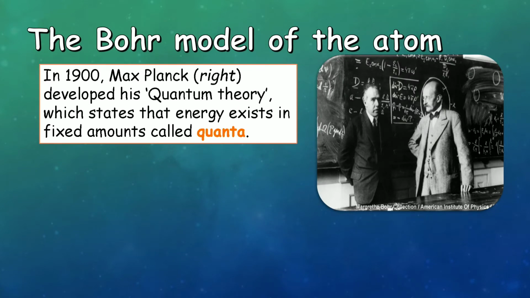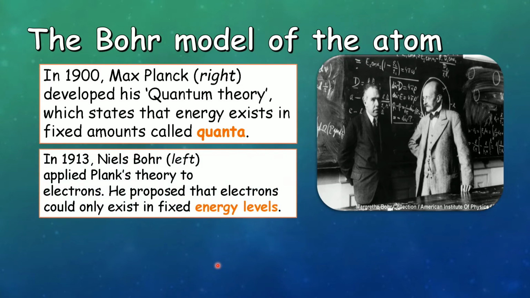In the 1900s, Max Planck, who is the man standing on the right side of our picture, developed his quantum theory, which states that energy exists in fixed amounts called quanta. In 1913, Niels Bohr, who is on the left side, applied Planck's theory to electrons. He proposed that electrons could only exist in fixed energy levels.